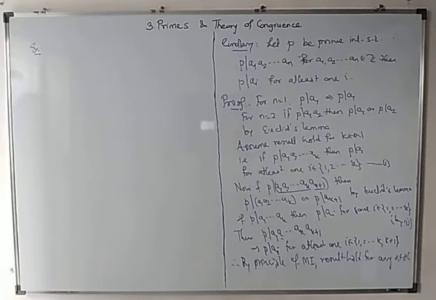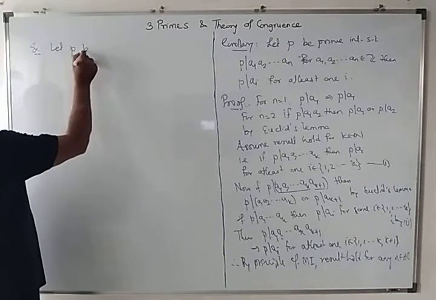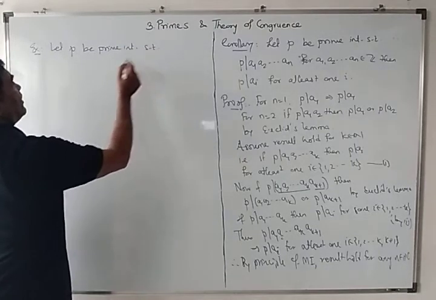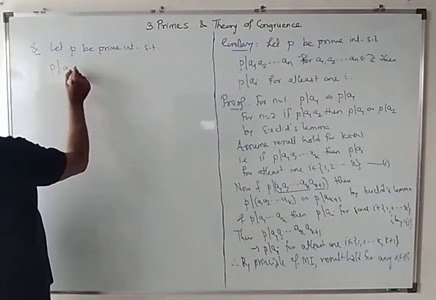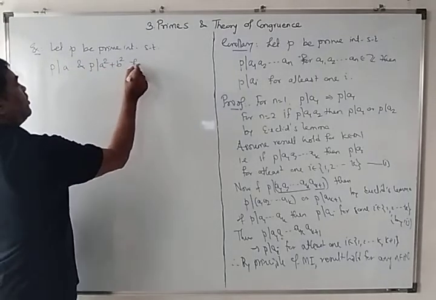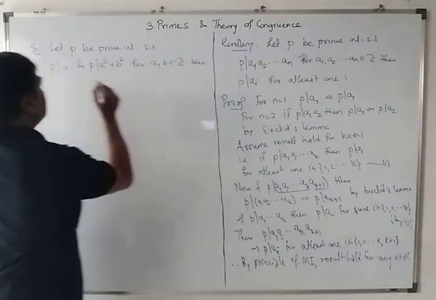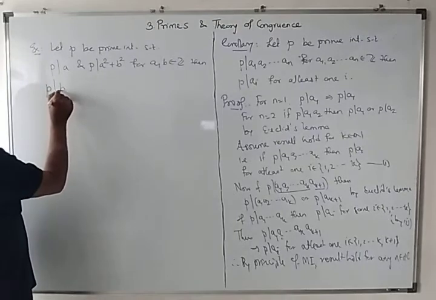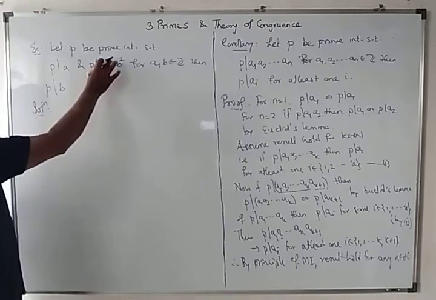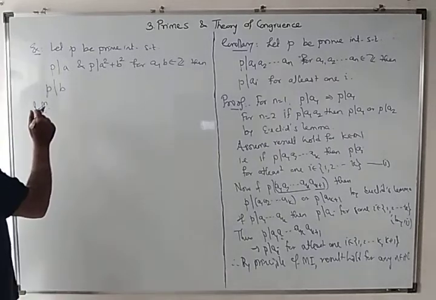Let P be a prime integer, such that P divides A and P divides A square plus B square for A, B belonging to Z. Then P divides B. In fact, here if I take A raised to n plus B raised to n also, the result is also true. Okay.